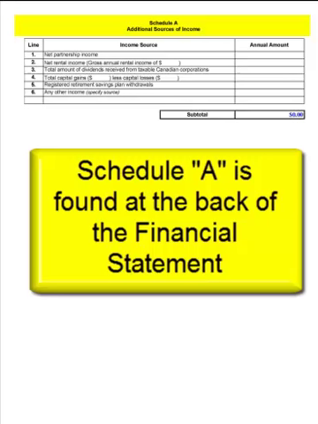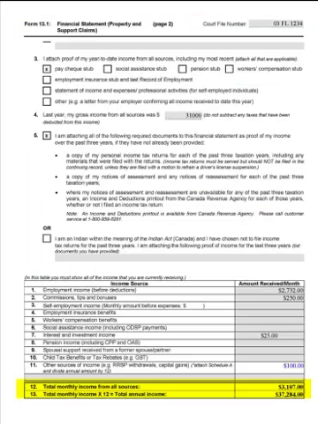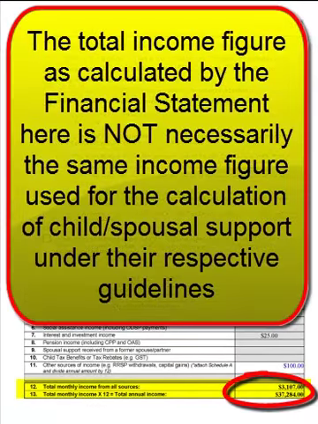With respect to number 12 and 13 in the income table, the computer will generate the total monthly income and yearly income, but you can also calculate it manually to make sure it makes sense. It is important to note that the total income figure as calculated by the financial statement is not necessarily the same income figure used for the calculation of child and spousal support under their respective guidelines. This is for a variety of reasons.